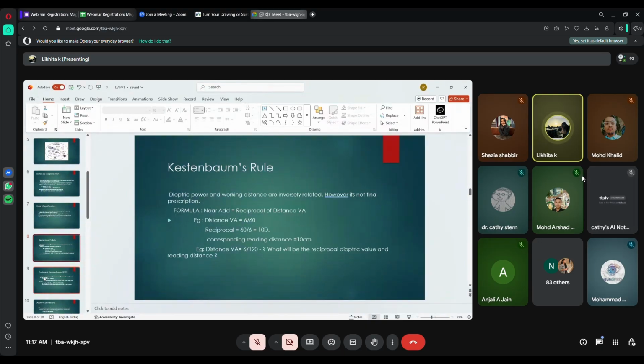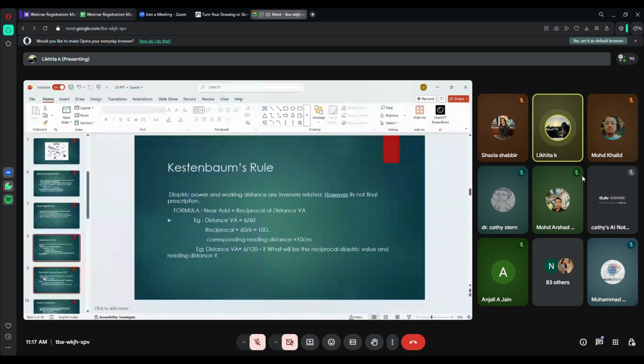So, for example, distance visual acuity is 6 by 60. Then the reciprocal of that visual acuity, what will be the dioptric reading distance? The dioptric value for this is 10 diopters. That means 60 by 60 is equal to 10D. So in this, we always get to know that dioptric power and working distance are inversely related. So while calculating, if we get the dioptric power, then that will be our working distance as well.